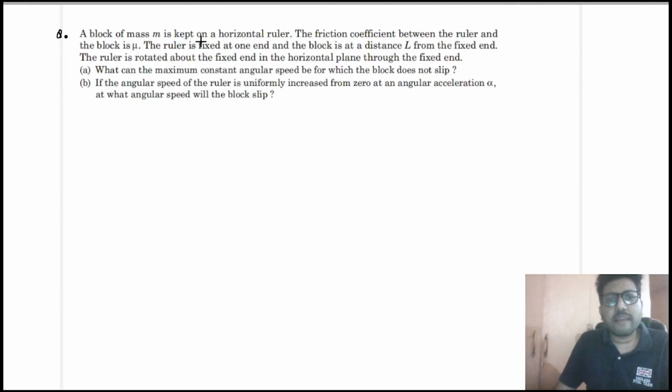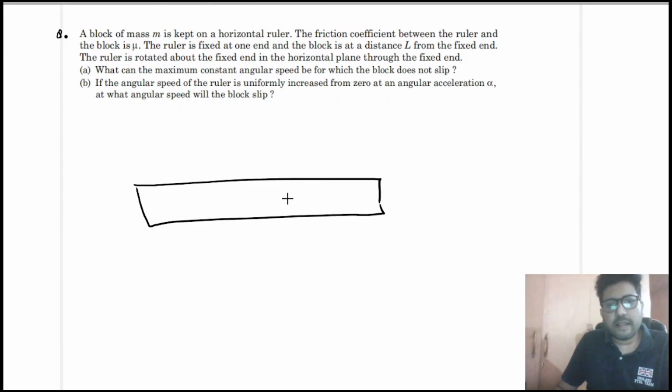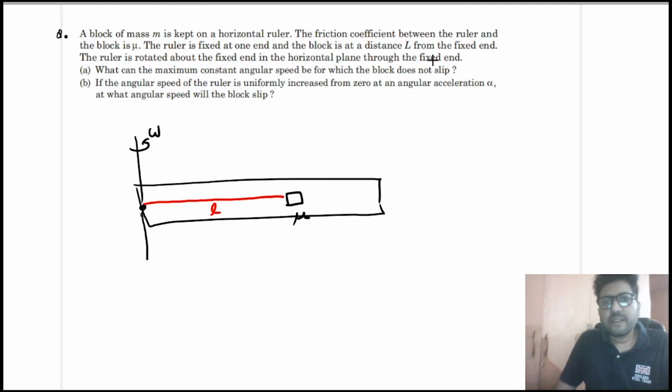Let us take the next question. A block of mass m is kept on a horizontal ruler. So this is a ruler, and a block of mass m is placed on this horizontal ruler. This ruler is made to rotate with an angular velocity omega. The friction coefficient between the block and the ruler is mu. The ruler is fixed at one end and the block is at a distance L from the fixed end. The ruler is rotated about this fixed end. We need to find the maximum value of this omega for which the block does not slip.